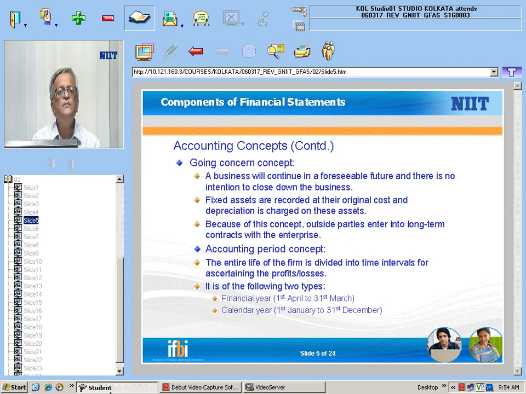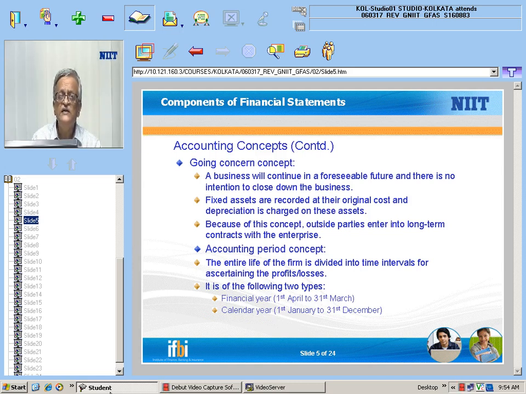Next, accounting period concept. The entire life of the firm is divided into time intervals for ascertaining the profit and loss. So, the entire lifetime of the business concern is divided into time intervals to ascertain the profit and loss. It is of the following two types, financial year and calendar year. Calendar year, all of you know, is 1st January to 31st December.